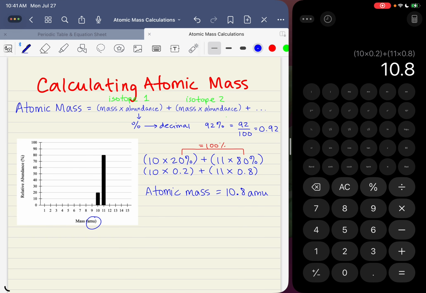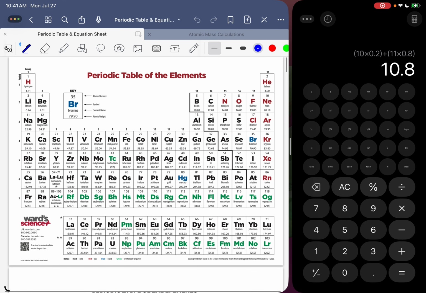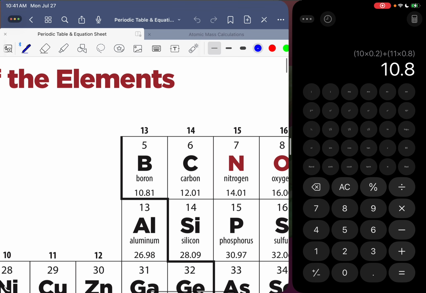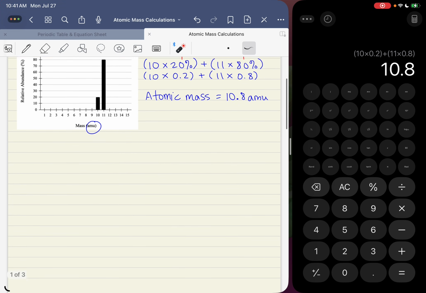So what element is this? Well, this is the atomic mass of the element. If you look on your periodic table, we find an element with an atomic mass of about 10.8. Let's see, here it is. Here's the winner, it's boron. You'll notice that the number here is a little bit different, and that's because the numbers on the periodic table are much more precise. We use much more precise data. So you might not get exactly the same number, but it should be pretty darn close. And it sure is.